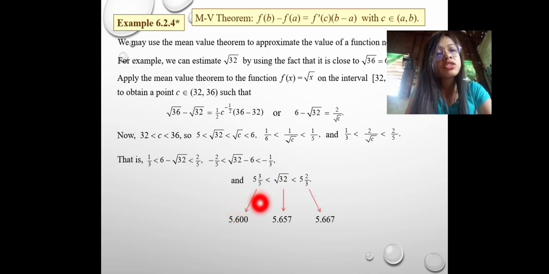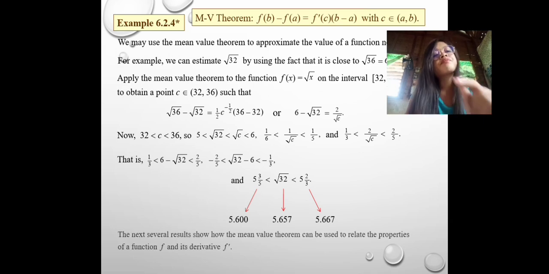The 5 and 3/5 is 5.600, and square root of 32 is 5.657, and 5 and 2/3 is 5.667. The next several results show how the mean value theorem can be used to relate the properties of a function f and its derivative, the function f prime.